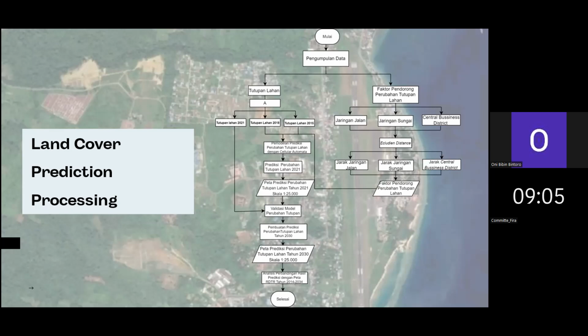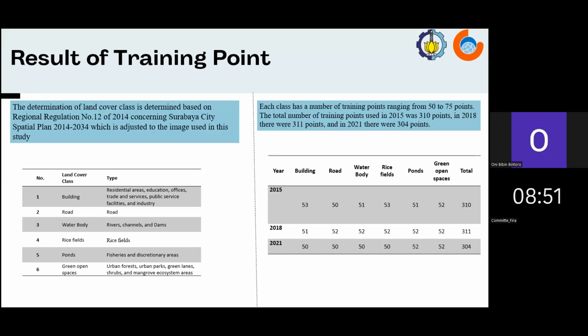Testing in this research was carried out by comparing the result of land cover prediction in the city of Surabaya in 2021 and the result of land cover classification in the city of Surabaya in 2021. The determination of land cover class is based on Regional Regulation Number 12 of 2014 concerning Surabaya City Spatial Plan, which was adjusted to the image used in the study.